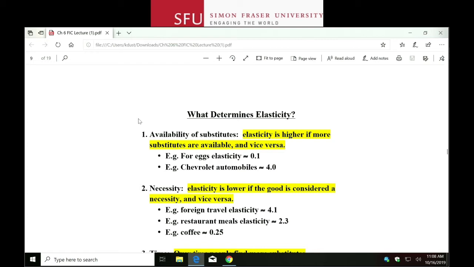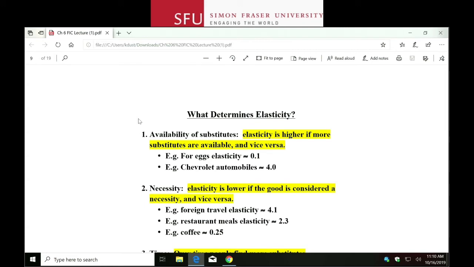All right. Last one is time. So when we measure elasticity, we're measuring the percent change in the quantity after the price changes. But the percent change in the quantity that you measure will depend on how much time you give the consumers to make changes. So with gas, for example, if the gas prices go up today, then by tomorrow, if you have a car, there's not much you can do.